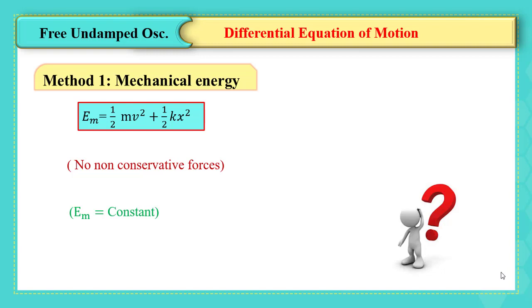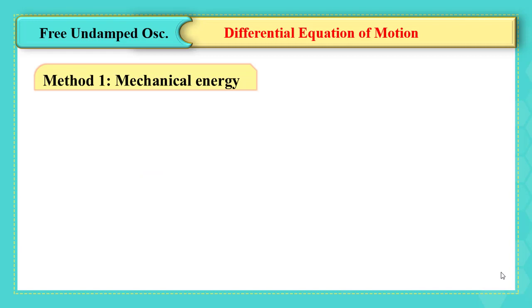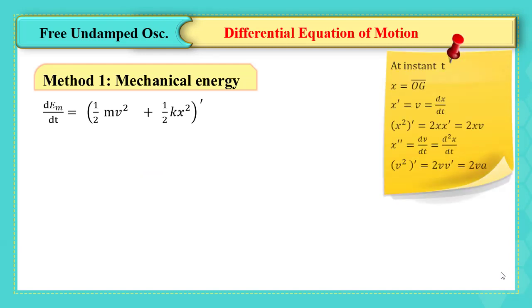I will give you a hint. We need to take a derivative to get to the differential equation. So, it's right. We can take the derivative of the expression of the mechanical energy, which will be equal to 0 since mechanical energy is constant. Then, to take the derivative, we should remember some rules of derivatives, especially the derivative of x squared, which is 2xv, and that of v squared, which is 2va, since x and v are functions of time.